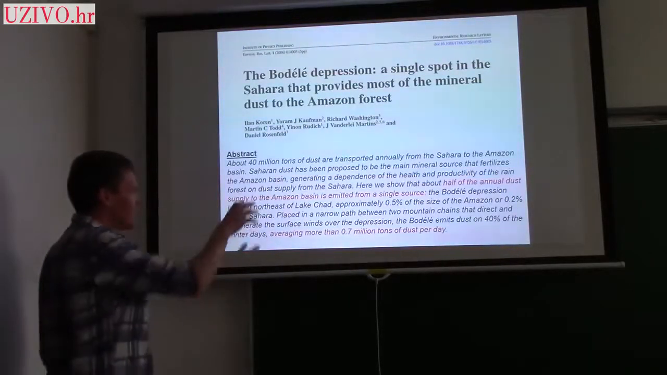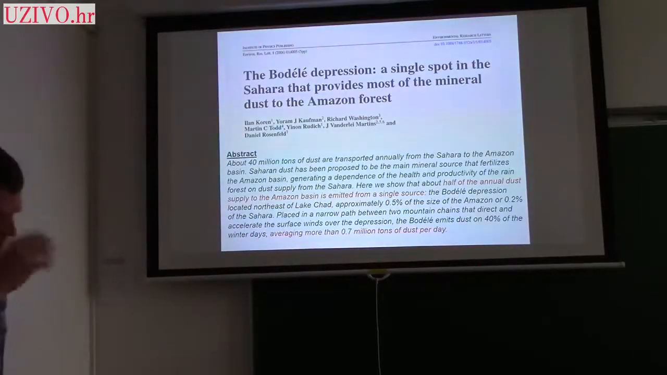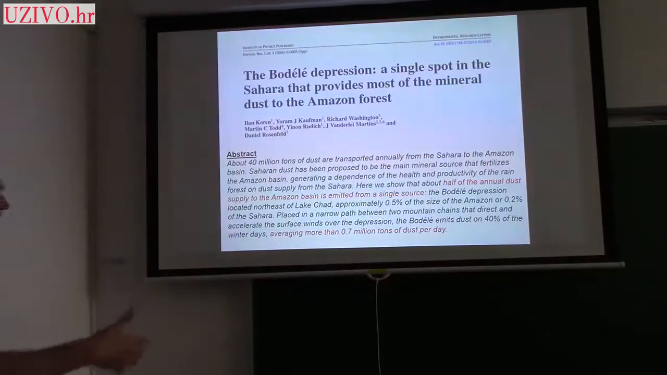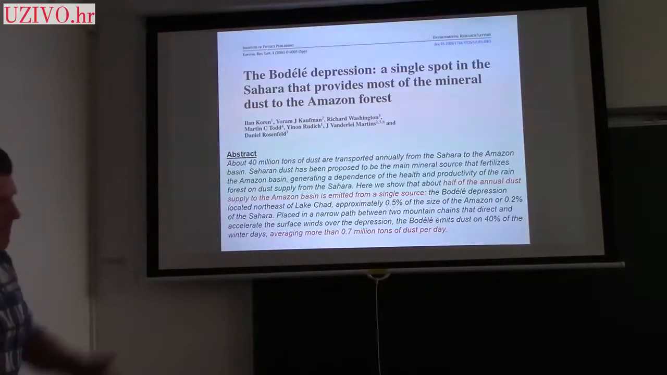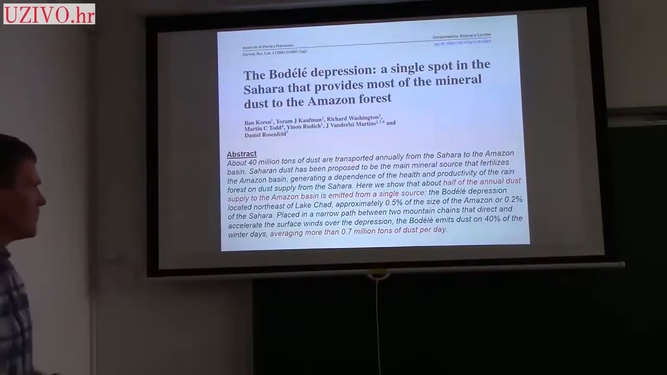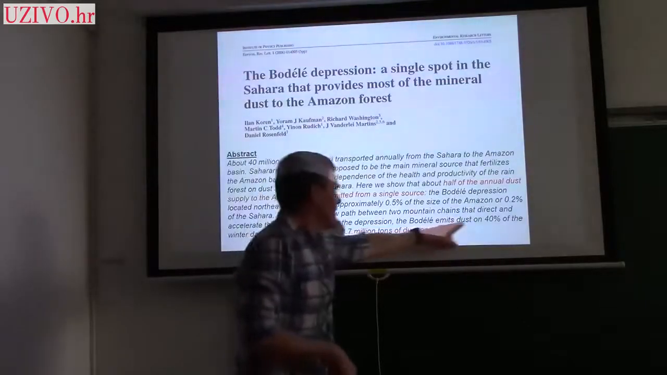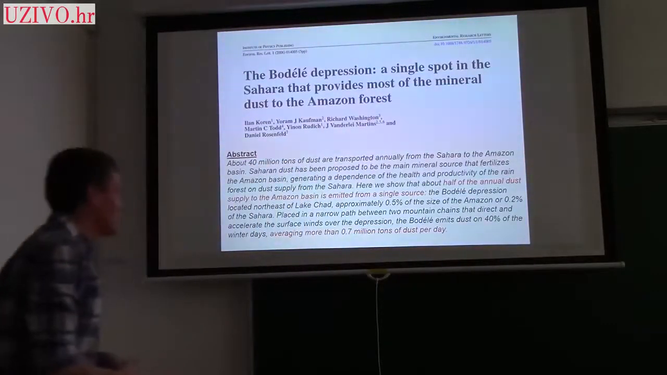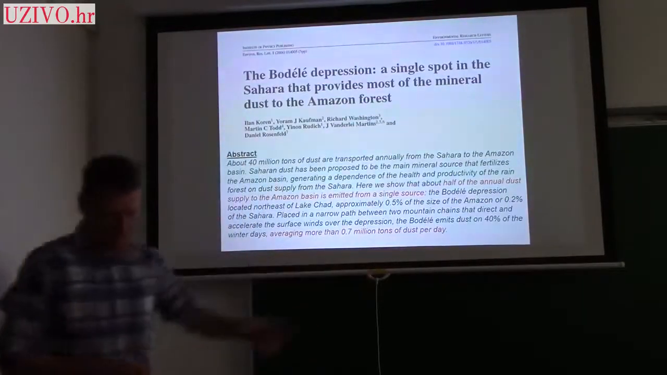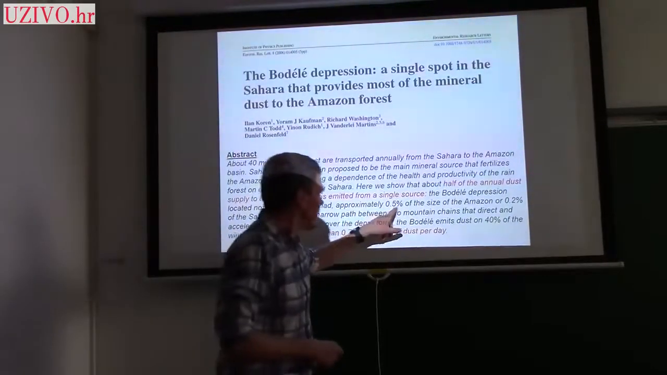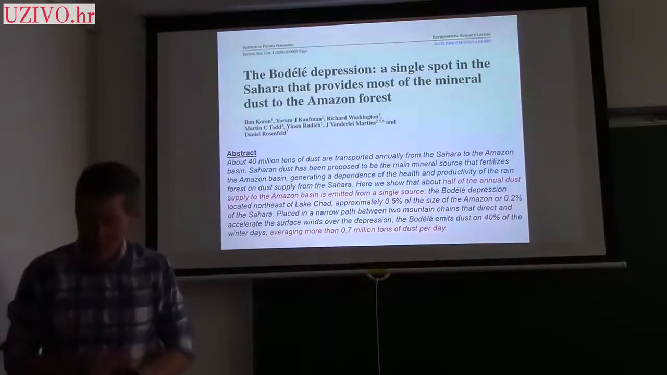And as soon as people start getting these facts, they start to put numbers in. Like when someone told me a speck of dust is halfway between an atom and the planet, I started playing around with numbers. So the Bodele emits dust on 40% of winter days. So that's 0.7 million tonnes of dust coming out of this area. That's 0.5% of the size of the Amazon.